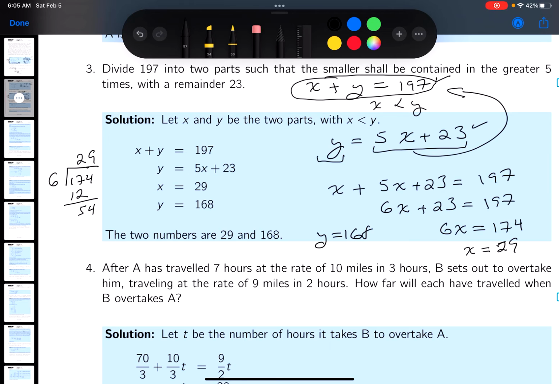So what are the two numbers? 168 and 29. I see them written over here. Now, by the way, a lot of times what happens to students is they say, I want to go back and read the problem again to see if it makes any sense whatsoever. So I'm going to say, I'm done with my work.